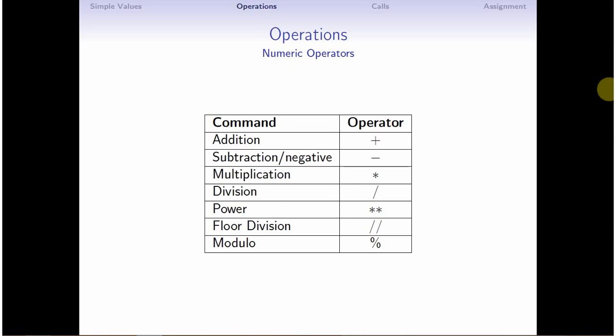Plus is for addition. Minus is for subtraction, or when you want to put a negative number, like -2. The star, if you press shift 8, represents multiplication. The slash, beside the right shift, is your division. For power, you put a double star. For floor division, which we will look at in an example later, it's a double slash. For modulo, which we will also look at in an example, you use the percentage sign.